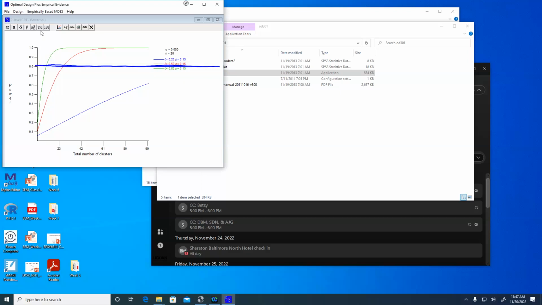Well, I could. I could come up here and change my X-axis to go to 200. You see how I just changed my X-axis. So now I've got 200 clusters. You can see eventually I do get to a power of 0.8, but this is a ginormous sample. Contrast that with when I have an effect size of 0.5. What does it take to get a power of 0.8 with an effect size of 0.5 and 20 people per cluster and an ICC of 0.15?